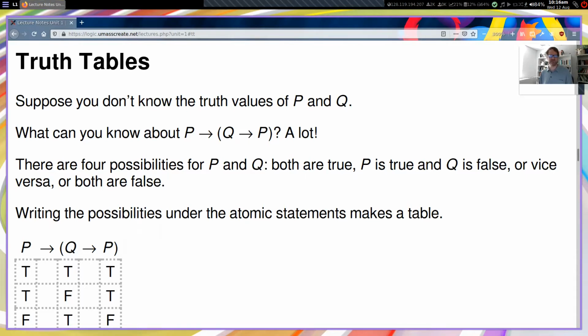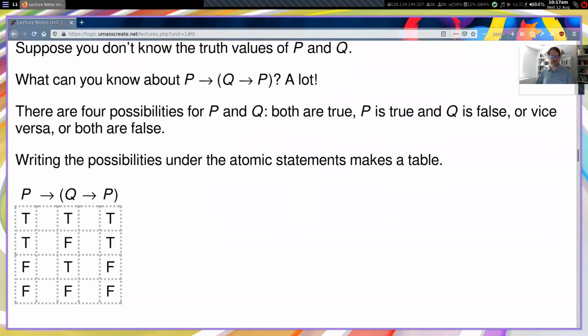So let's take a statement like P arrow in parentheses Q arrow P, right? Suppose we don't know whether P and Q are true. We can calculate the truth or falsity of the entire statement by calculating the truth or falsity of all 4 of the possibilities for P and Q. So since there are 2 atomic statements, P and Q, there are 4 possibilities. P and Q are both true. P is true, Q is false. P is false, Q is true, or they're both false.